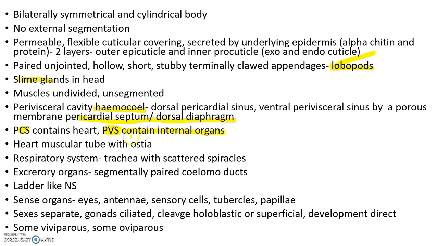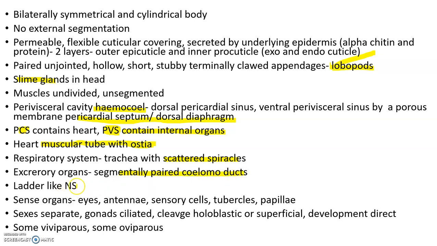Now, when you look into the heart of these animals, the heart is just a muscular tube with lateral openings, and these openings are called ostia. The respiratory system is made up of several tracheal tubules, but here the openings of the trachea, the spiracles, are scattered. They are not paired but scattered. Excretory organs consist of segmentally paired coelomoducts.